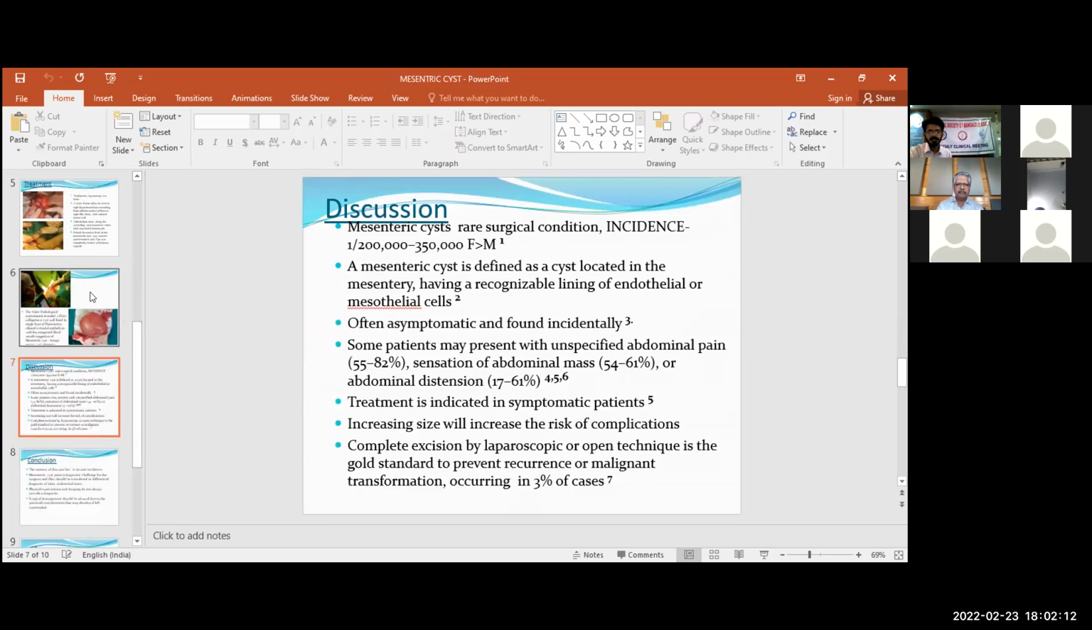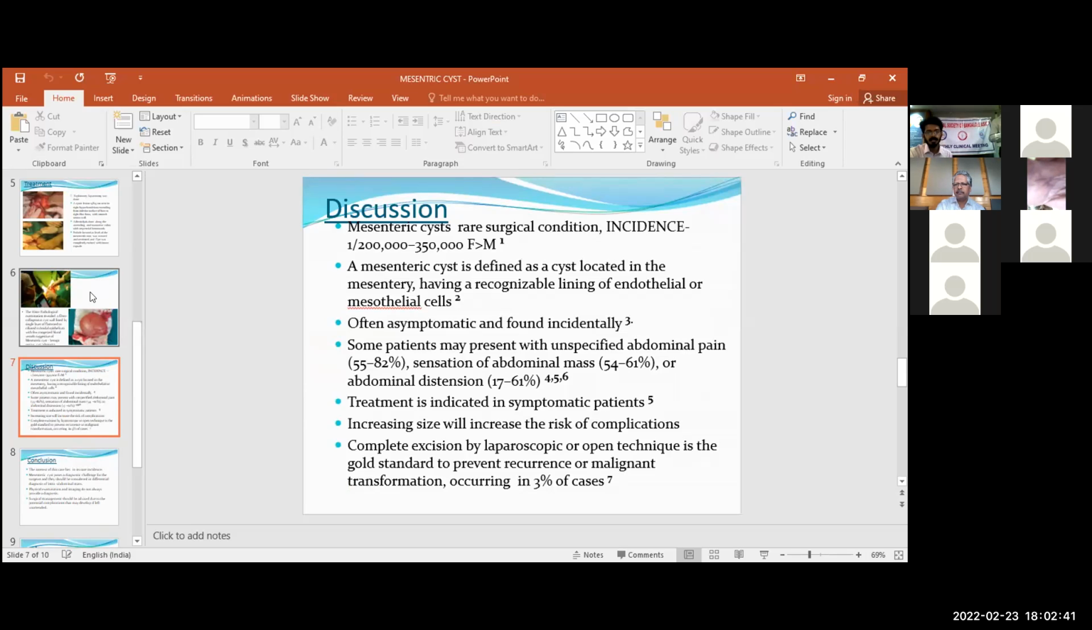Discussion. Mesenteric cysts are a rare condition. Incidence 1 in 2 lakh to 3.5 lakhs. More common in females. Mesenteric cyst is defined as a cyst located in the mesentery having a recognizable lining of endothelium or mesothelial cells, often asymptomatic and found incidentally. Some patients may present with unspecified abdominal pain, sensation of abdominal mass, abdominal distension. Treatment is indicated in symptomatic patients. Increasing size will increase the risk of complication.